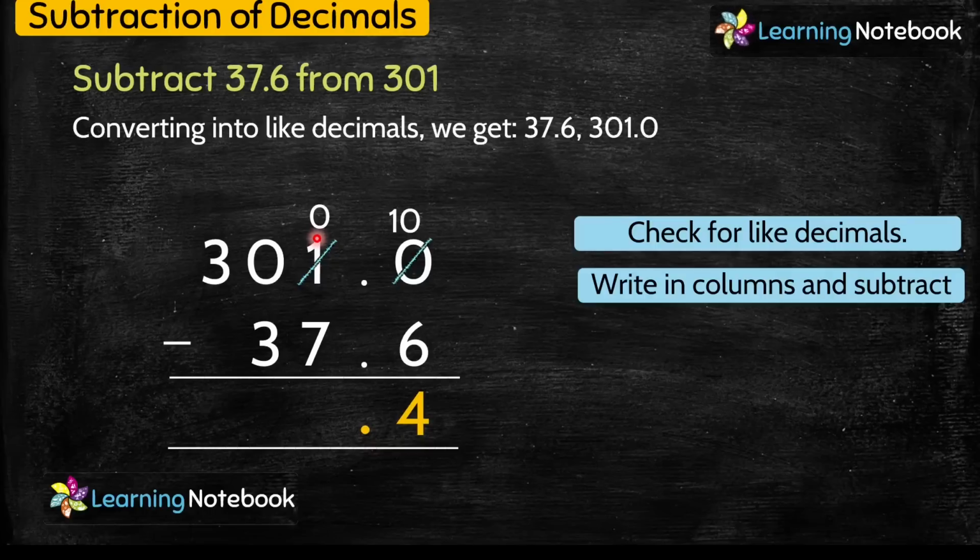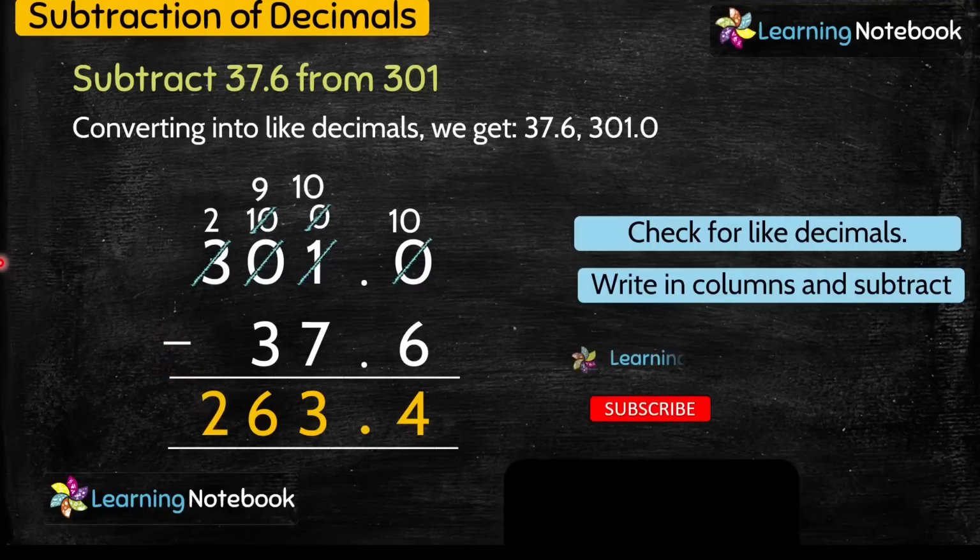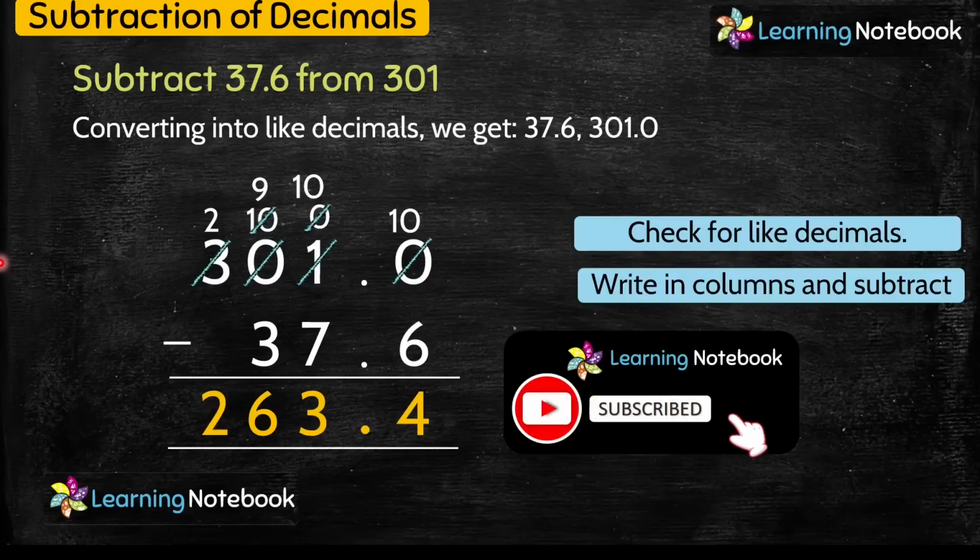But again 0 is weaker than 7. So 0 borrows from 3. 3 becomes 2 and we keep on borrowing. And finally this 0 becomes 10. 10 minus 7 equals 3. 9 minus 3 equals 6. And then we have 2. So answer is 263.4.